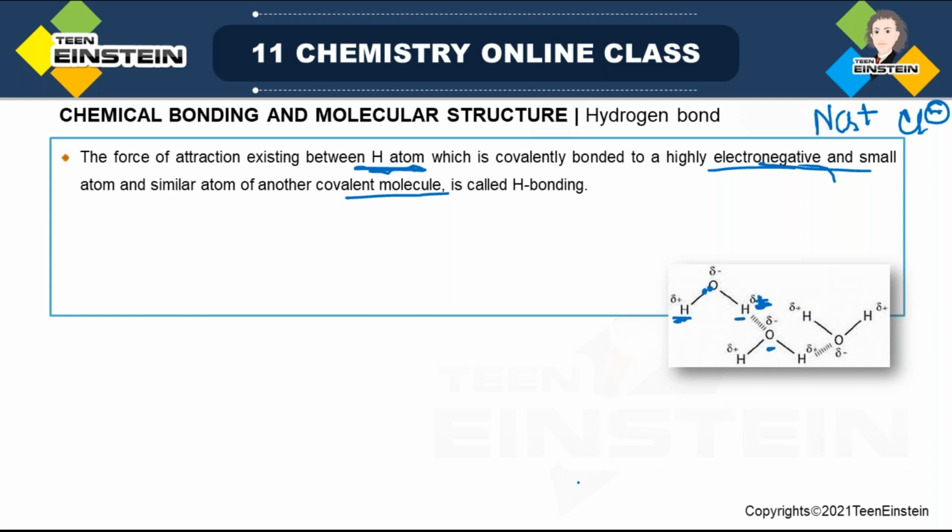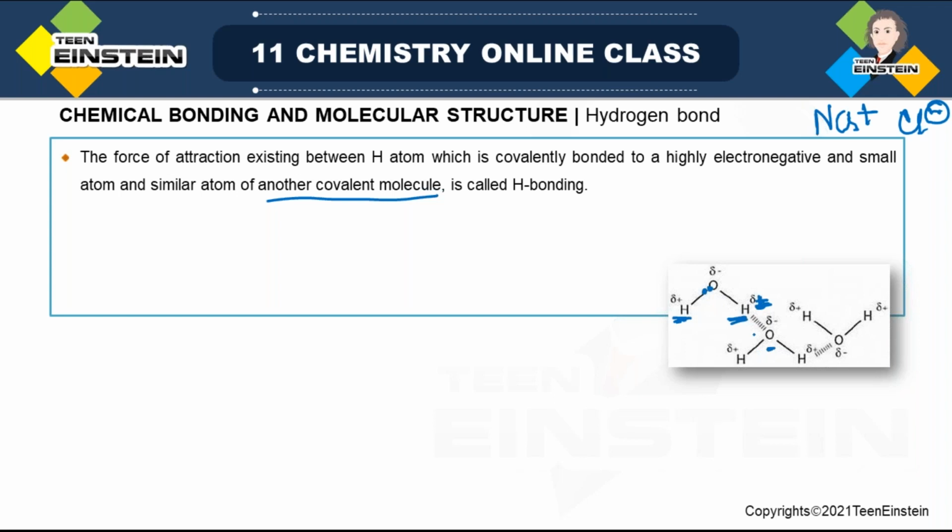Now try to look at the definition. What it is saying is that a hydrogen atom which is covalently bonded to a highly electronegative atom. So just take this H, it is attached to oxygen, highly electronegative and small also, and it is also attached to a similar atom of another covalent molecule. Similar means oxygen of another water molecule. So that is why the definition is like this.